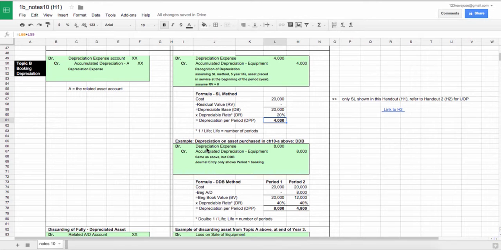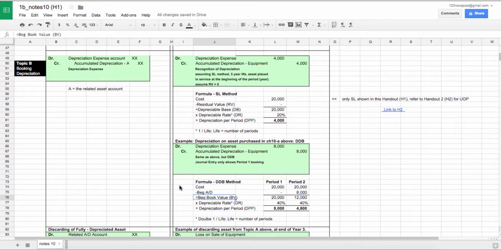Now the same accounting applies for double declining balance, but the calculation of the amount is very different. So in this case, notice that I'm using $8,000, and the reason that's different than straight line is because I'm applying a different formula for double declining balance. We start with cost again, but in this case, we're not using residual value. We instead are using beginning accumulated depreciation, which is 0. At the beginning, there will be no AD at that point.